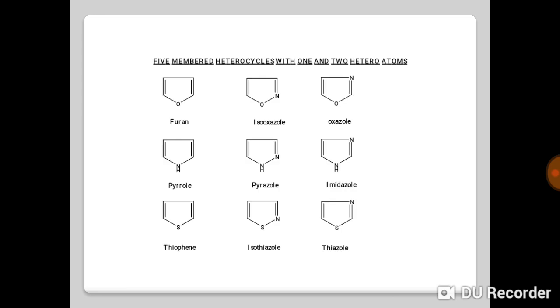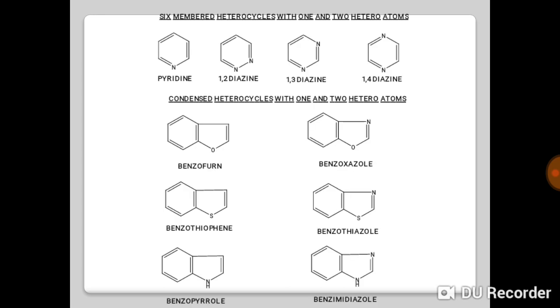The example is thiophene. 5-membered heterocycles with 1 and 2 heteroatoms. So these heterocyclic compounds are again divided according to the number of heteroatoms present in them. Some are 5-membered heterocycles containing 1 heteroatom and some are 5-membered heterocyclic compounds containing 2 heteroatoms. First, 5-membered heterocyclic compounds containing 1 heteroatom are furan, pyrrole and thiophene. 5-membered heterocycles containing 2 heteroatoms: isoxazole, oxazole, pyrazole, imidazole, isothiazole and thiazole. These are the examples of 5-membered heterocycles with 1 and 2 heteroatoms in them.